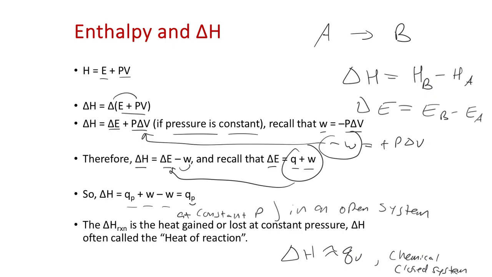And so the delta H of reaction, the delta H here is the heat gained or lost at constant pressure. We often call it the heat of reaction. So you'll see us call delta H, think of H for heat, and it's equal to the heat change taking place for the reaction.